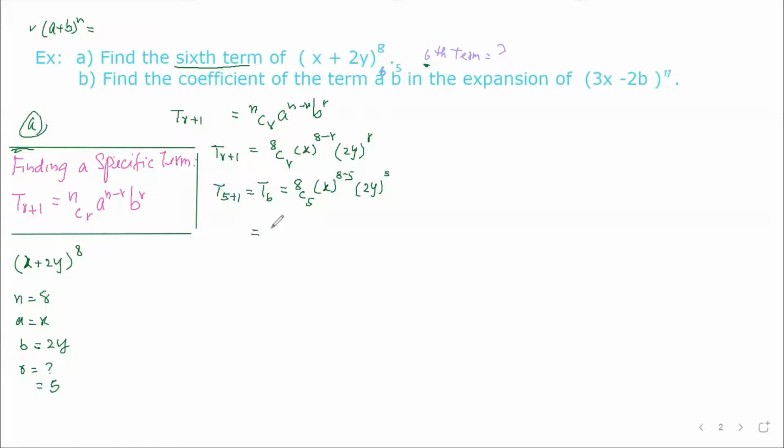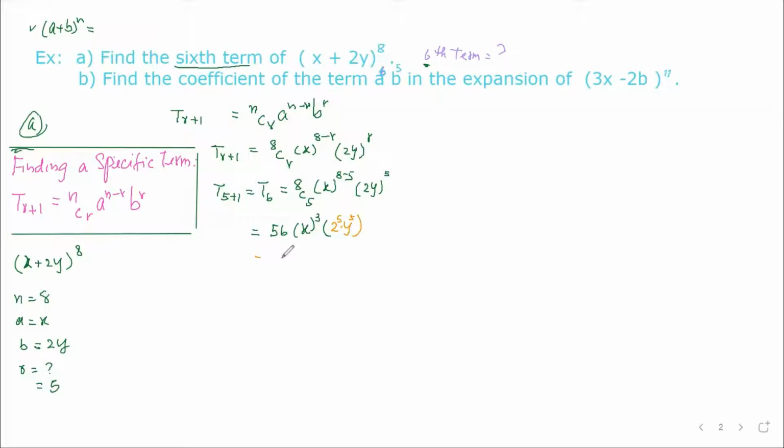Okay, then you simplify 8C5 using the calculator. It equals 56, so we write down 56 times x power 3, right? And don't forget, this here has to be 2 power 5, and y power 5, not 2y power 5. It has to be 2 power 5 also, don't forget.